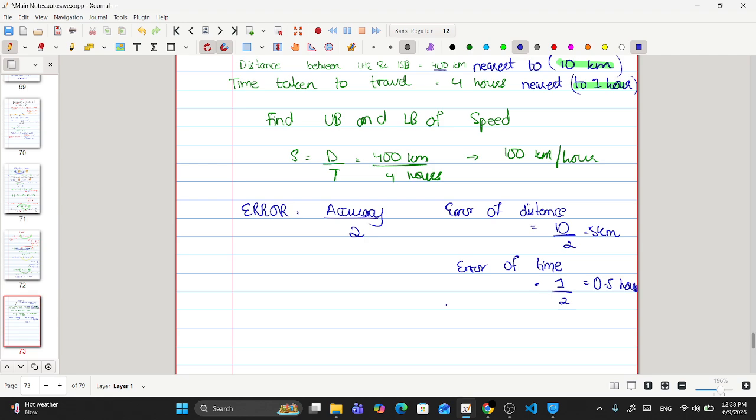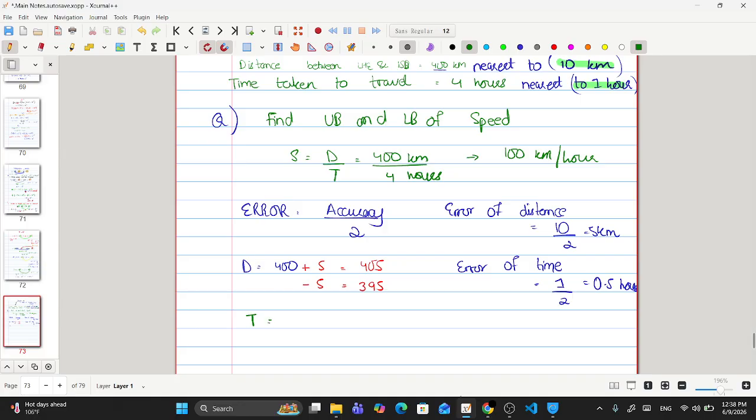Now what I want you to do is take the upper bound and lower bound of distance and time first. Forget about the speed. The question is to find the upper bound and lower bound of speed, but for now forget about it. Find the upper bound and lower bound of the distance first. Distance is 400, and the upper bound is going to be plus 5 and the lower bound is going to be minus 5. So this becomes 405 and this becomes 395, isn't it? Okay.